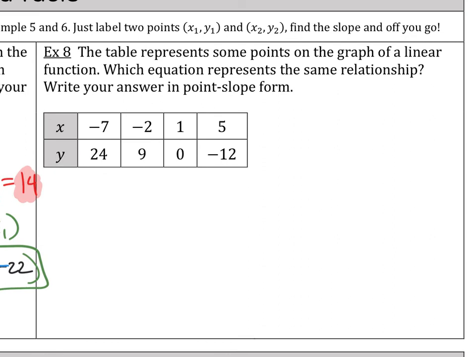So the first thing I do is label what I have. I'm so sorry, I'm sitting right in front of you. X1, X2, Y1, Y2. I'm not used to somebody sitting at that desk.